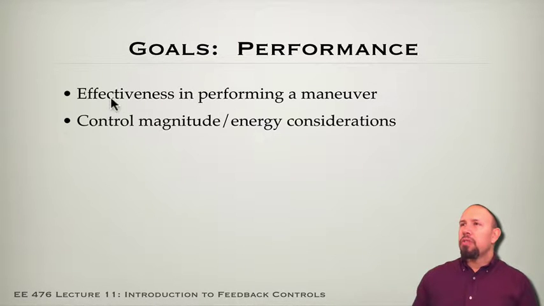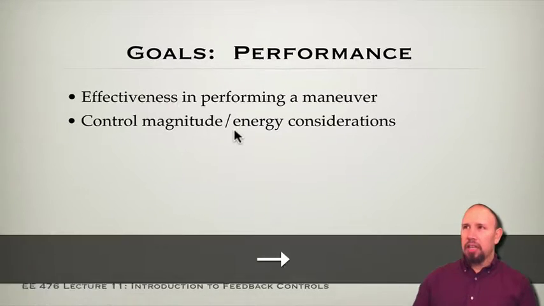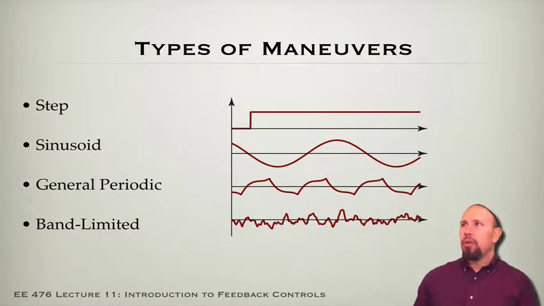So in terms of performance, we have the effectiveness in performing a maneuver. We have control magnitude and energy considerations. So these are the main goals when it comes to performance. Okay, how well can we do a maneuver, and what does our control effort look like? So what are we talking about when we talk about a maneuver? Well, there are different things that we could do. So for example, a step input is a common type of maneuver. We're moving from here to here. Okay, and so that's a very common type of maneuver.